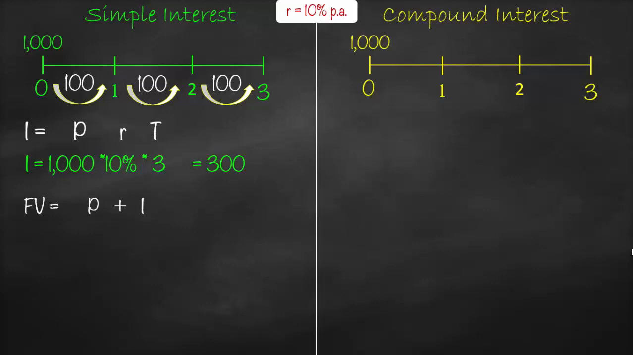Consequently, our future value in year 3 will be principal plus interest amount, so it will be 1,000 plus 300, which will give us 1,300. Therefore, we'll end up with a total value of 1,300 at the end of year 3.